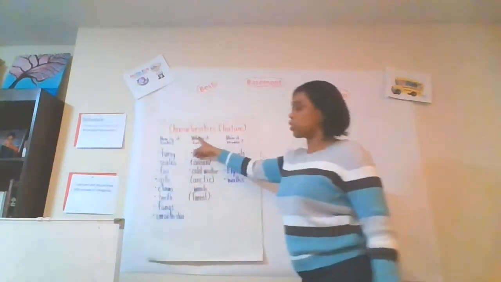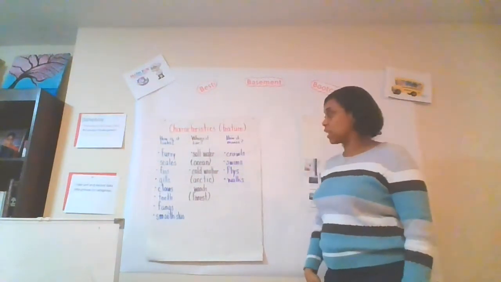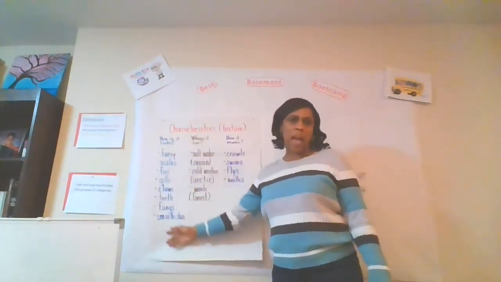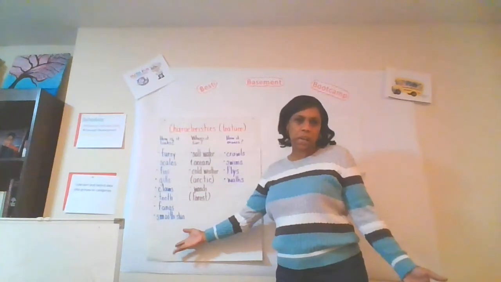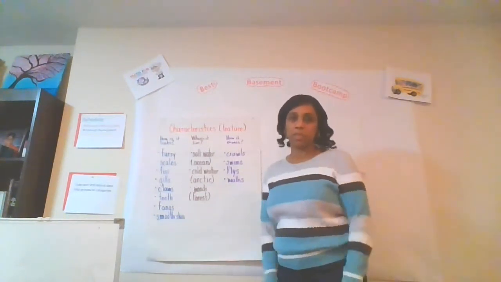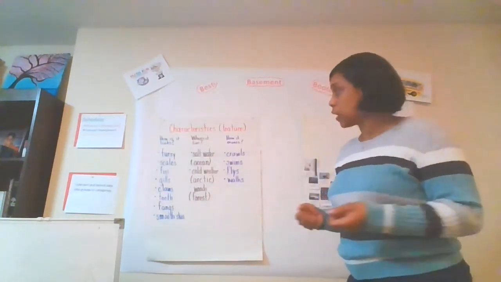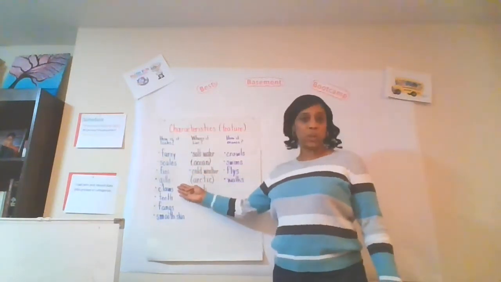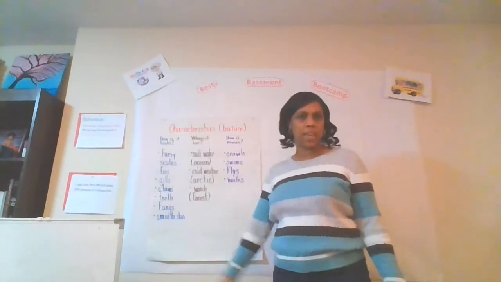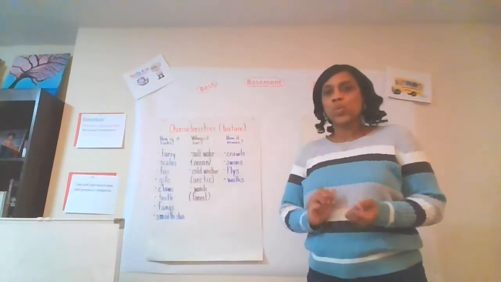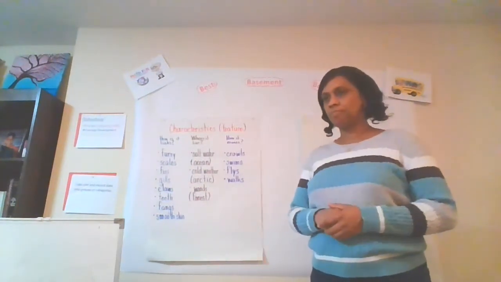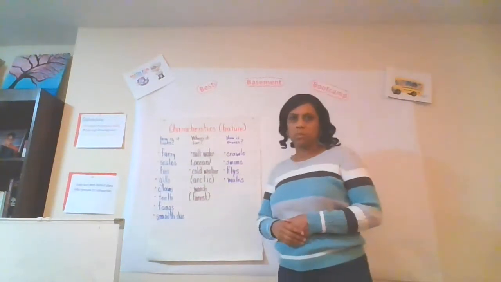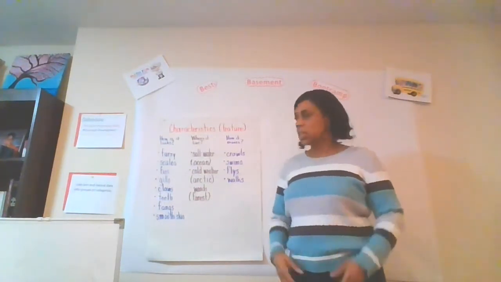A couple of the characteristics or features that we have listed here: we have how certain animals might look, certain things that make them similar. You have some animals that are furry, some that are scaly, some that have fins, gills, claws, teeth, fangs, some that have smooth skin. We might look at where animals live.